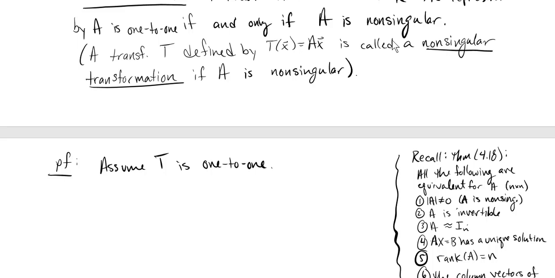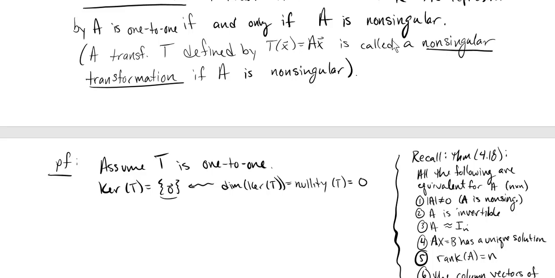That tells us right away that the kernel is just the zero vector, which, remember, we defined the set containing only the zero vector, we define its dimension to be 0. So the dimension of this kernel, which you might remember we called the nullity of T, is 0.